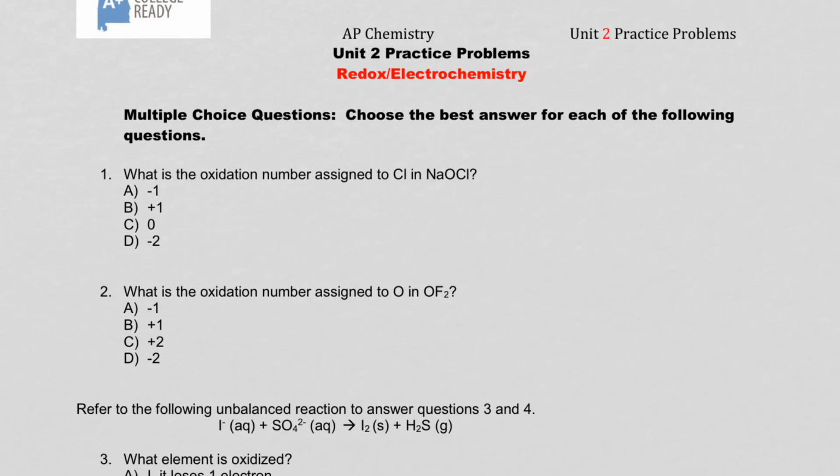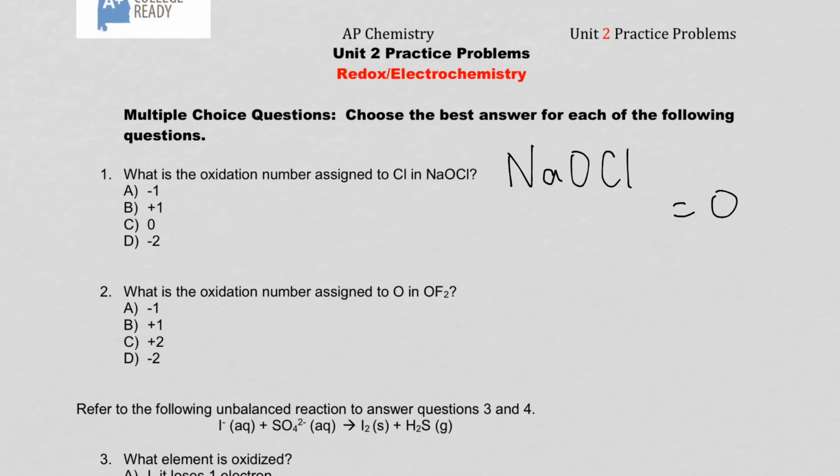There are 30 multiple choice practice problems in Unit 2 on redox and electrochemistry. Looking at number 1, what is the oxidation number assigned to chlorine in sodium hypochlorite? Remind students that when we have a compound, the individual oxidation numbers must total 0. And that was one of our oxidation number rules.